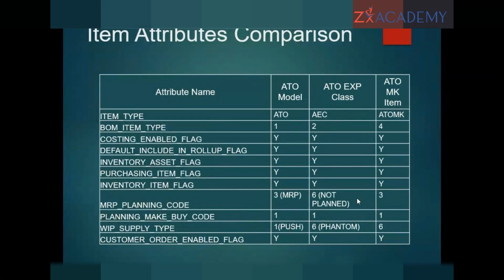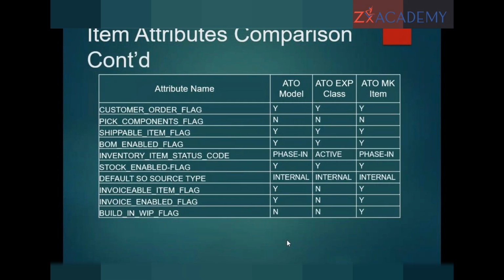Then we have MRP planning code, planning make by code, WIP supply type, customer ordered enable flag. This is the customer order flag. This is another one: pick components, shippable item, BOM enable flag, inventory item, these are the status flags. These are all flags available under the MTL system items B table, and MTL system items detail. Stock enable flag, all this is built in the flag. All of this will be set. See, I told you, whether it's a yes, no, yes, yes.